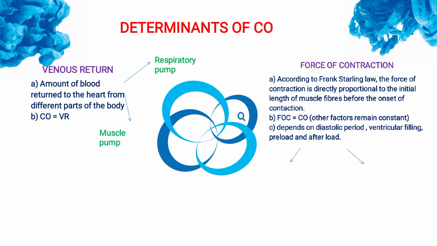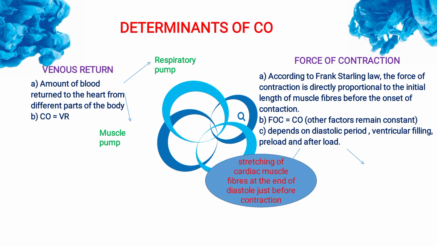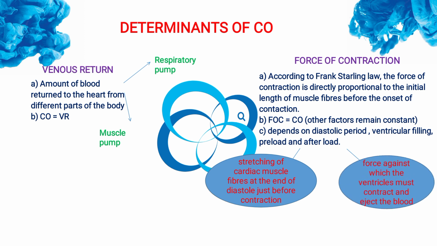And the second determinant is the force of contraction, in which according to Frank-Starling law, the force of contraction is directly proportional to the initial length of muscle fibers before the onset of contraction. And it's directly proportional to the cardiac output and it depends on the diastolic period, ventricular filling, preload and afterload. So what is preload? Preload is the stretching of cardiac muscle fibers at the end of diastole just before contraction. And afterload is the force against which the ventricles must contract and eject the blood.